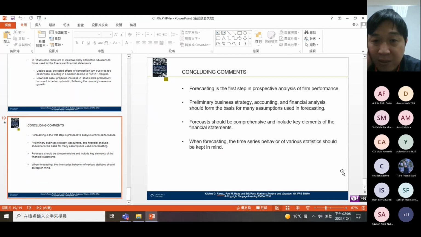Concluding comments: forecasting is the first step in prospective analysis of firm performance. Preliminary business strategy, accounting, and financial analysis should form the basis for many assumptions used in forecasting. Forecasts should be comprehensive and include the key elements of the financial statements. When forecasting, the time-series behavior of the various statistics should be kept in mind.